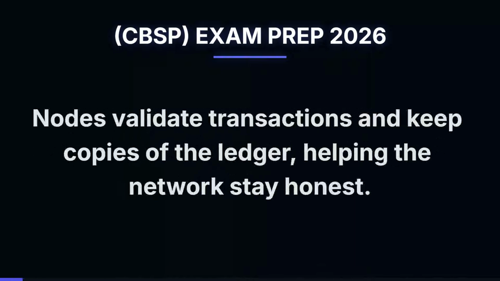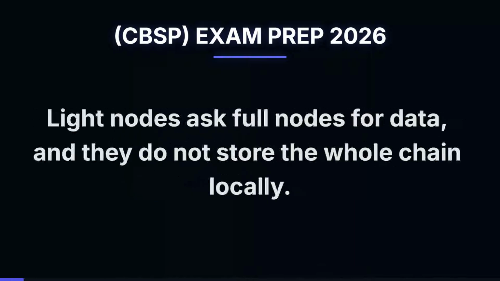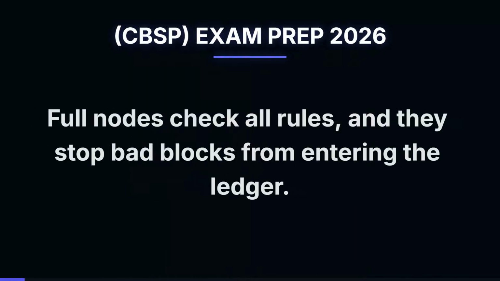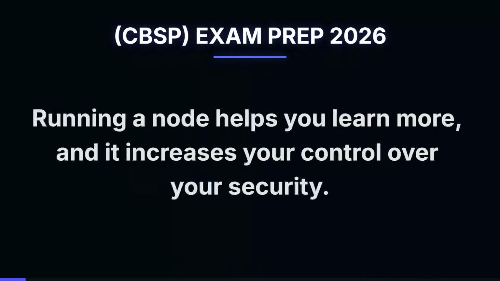Nodes validate transactions and keep copies of the ledger, helping the network stay honest. Light nodes ask full nodes for data, and they do not store the whole chain locally. Full nodes check all rules, and they stop bad blocks from entering the ledger. Running a node helps you learn more, and it increases your control over your security.